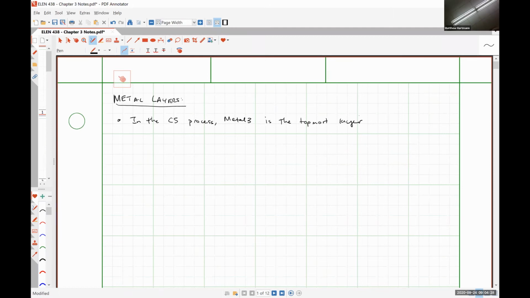So just as a very quick aside, from a top-down view, we might have something like this. Where the green still are N well. And I'll use orange for metal 3. So this is our top-down view.